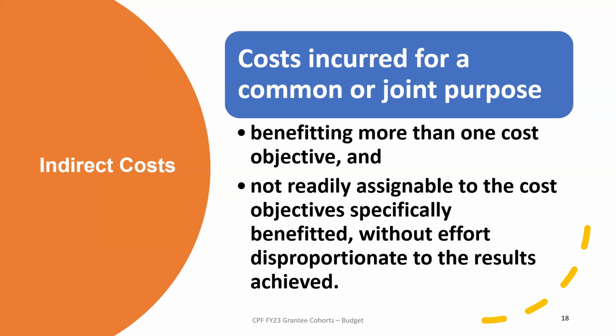All right, so the definition is cost incurred for a common or joint purpose, benefiting more than one cost objective, and it's not readily assignable to the cost objective without doing so much work that it's just not worth it. So let's look at an example: your finance department.